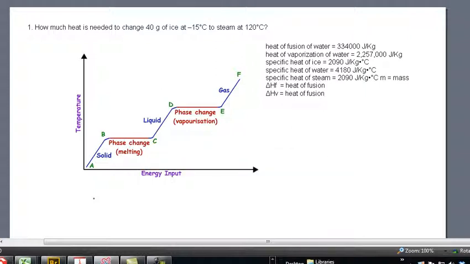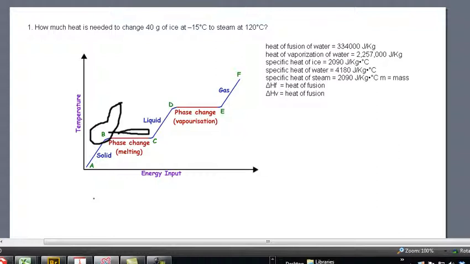Heat of fusion of water. How much heat is required to take the water right here from solid phase to this point right here. This is the melting phase. How much heat is required to go from here to here.